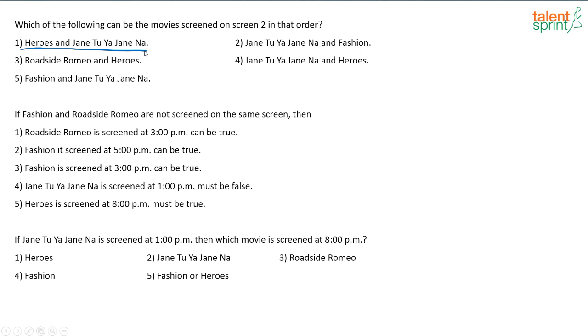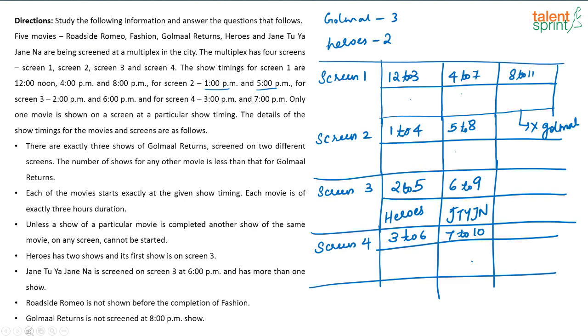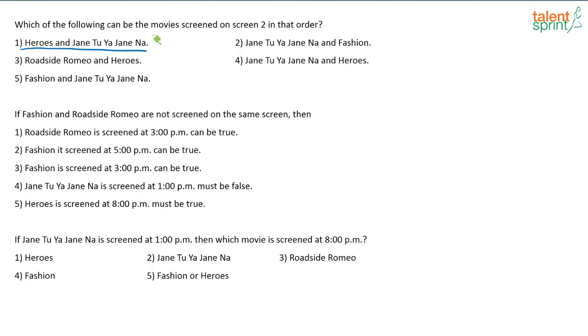So, which of the following can be the movies screened in screen 2 in this order? Screen 2, Heroes and this. Can it come? Let us check. What are they saying here? Screen 2, this is Heroes and this is Jaane Tu Ya Jaane Na. Can this be possible? No. Why? See, the first show of Heroes is given here, right? The first show of Heroes has to happen in screen 3 between 2 to 5. So, how can I air Heroes between 1 to 4 in screen 2? Not possible. So, this option is wrong.